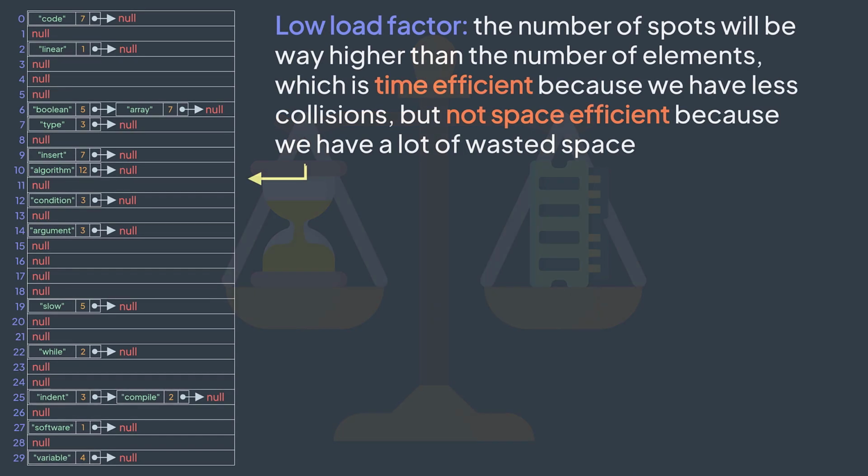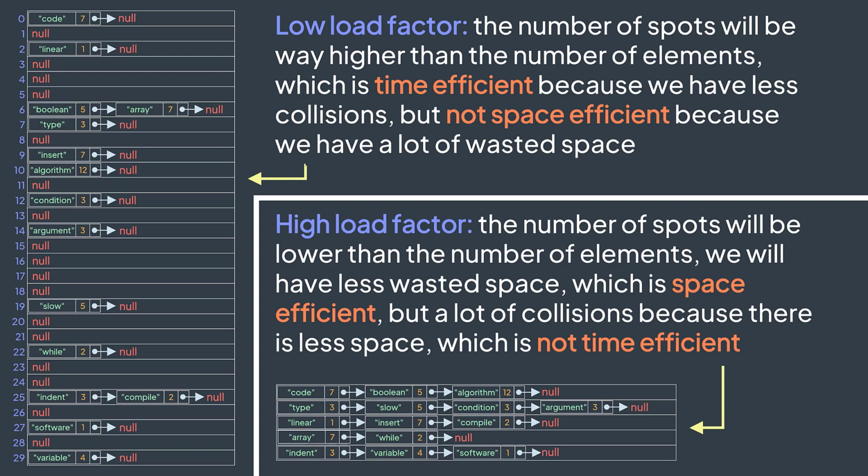It's also interesting to know how the load factor affects the time and space efficiency of a hash table. Choosing the value of the load factor is a trade-off between time and space efficiency. Because if we reduce the load factor, the number of spots will be way higher than the number of elements, which is time efficient because we have fewer collisions, but not space efficient because we have a lot of wasted space. On the opposite, if we increase the load factor, the number of spots will be lower than the number of elements. We will have less wasted space, which is space efficient, but a lot of collisions because there is less space, which is not time efficient.